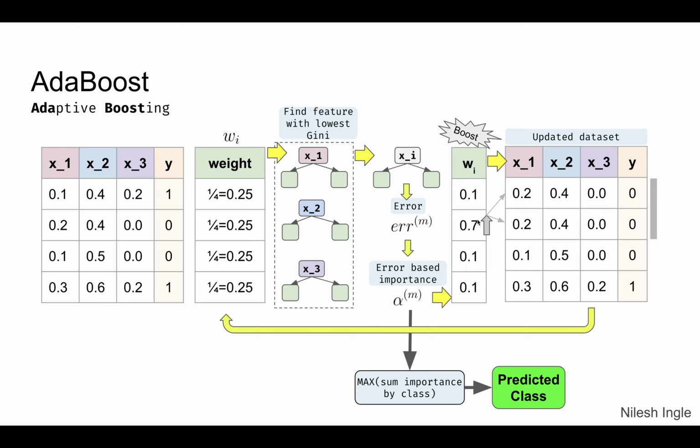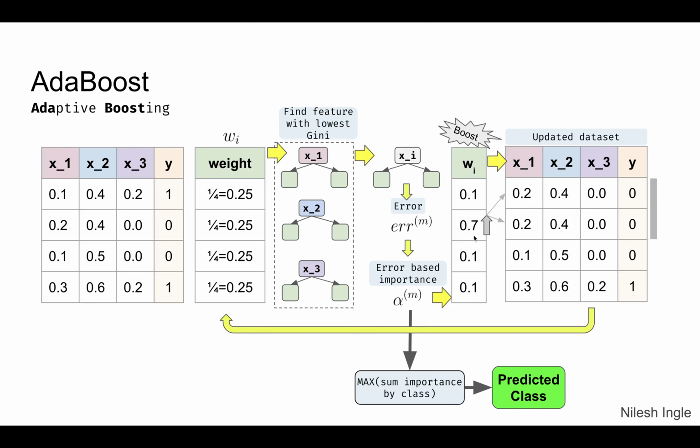Now what happens in these new values is that if a sample was incorrectly classified, then the weight of that particular sample or that row increases, and thus, as seen here, let's assume that the second row was incorrectly classified, and so we have higher weight for the second row.